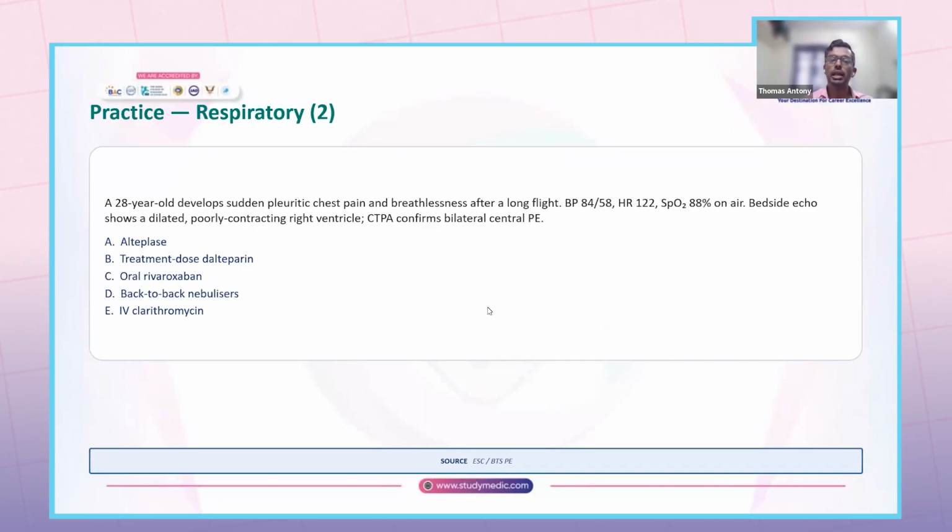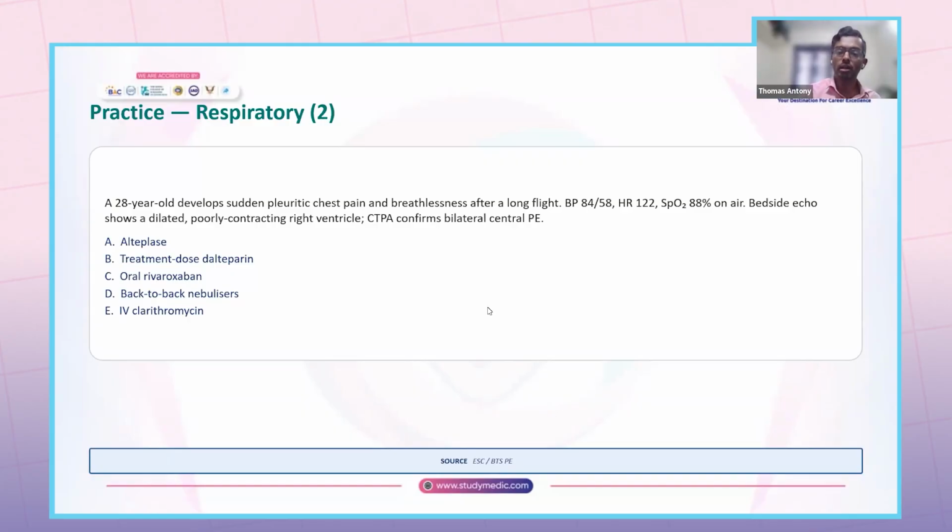Okay, so again, a 28-year-old develops sudden pleuritic chest pain and breathlessness after a long flight. See, these are the clues that you should pick up. This is not only for the written exams, this can also be kept for other places also. So, long flight. Sometimes they will even mention they travel from Australia in flight. They won't even mention sometimes a long flight.